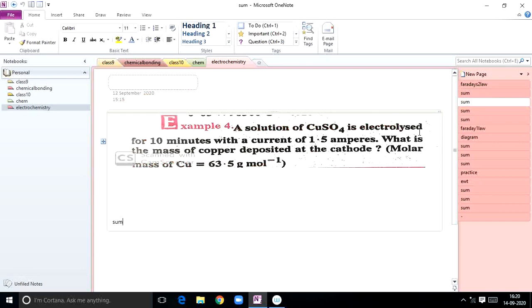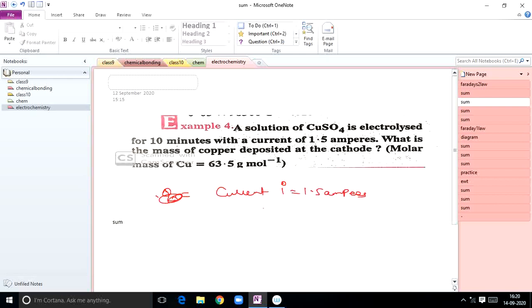A solution of copper sulfate is electrolyzed for 10 minutes with a current of 1.5 amperes. What is the mass of copper deposited at the cathode? So here, current how much is given, students? Current I is equal to 1.5 amperes. Time T is equal to 10 minutes, that is equal to 10 into 60, that is equal to 600 seconds.